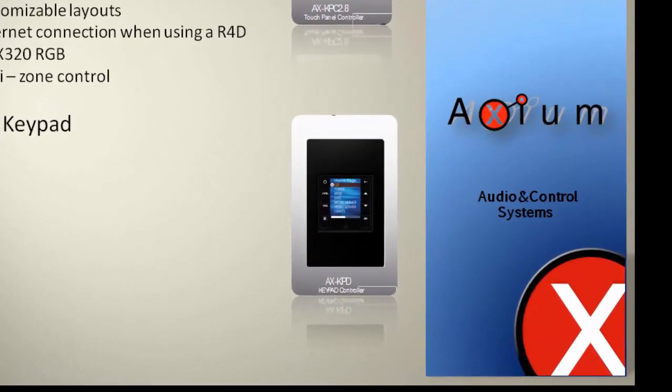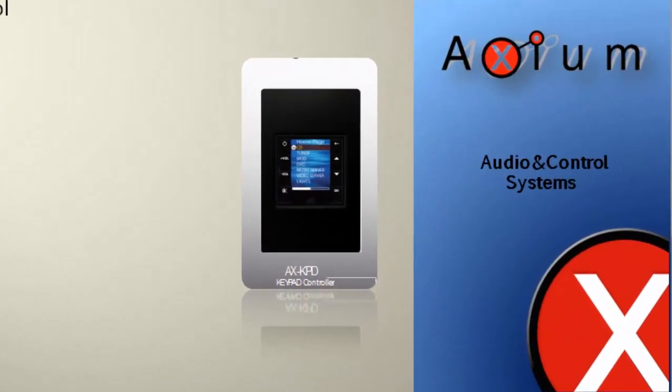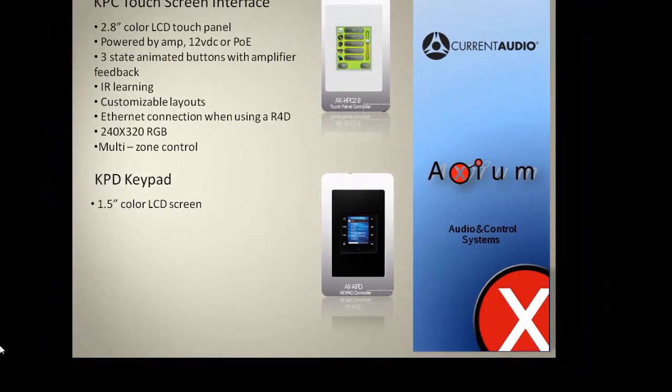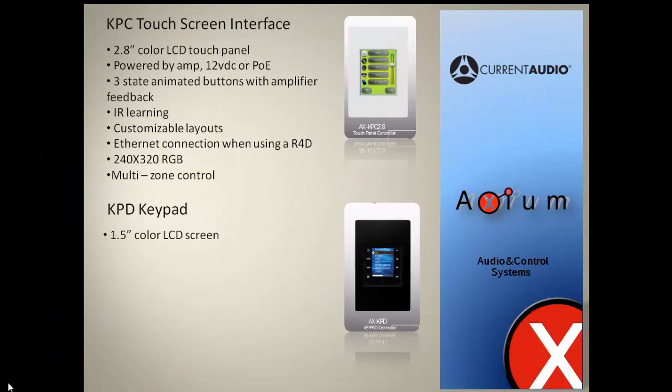The KPD keypad, some differences between this and the KPC keypad: the KPD has hard buttons. It has a power button, a volume up, a volume down, a mute button, a select button, a source up, source down, and an OK or confirmation button. Once again, this keypad is also totally customizable. I can make the colors look any way I want. I could put pictures on the background. Once again, the sky's the limit on how I want the screen to look. The difference is, hard buttons actually do all of the switching and changing on here, as opposed to the KPC, which is a total touchscreen.